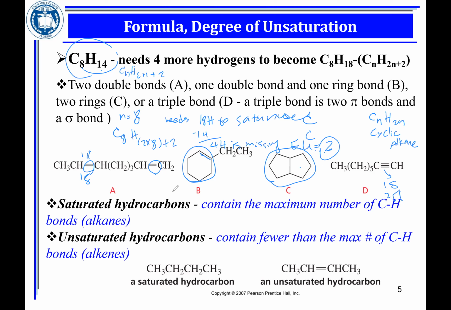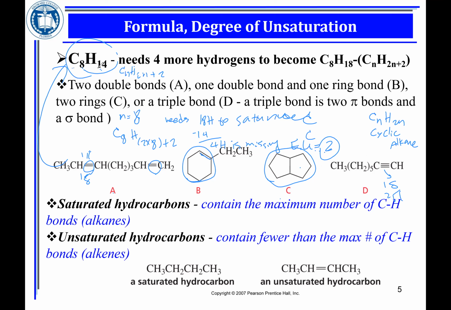So structures A, B, C, and D are some of the possible structures for C8H14. If you count 2 elements of unsaturation, then you can predict that it could be 2 pi bonds, 2 double bonds, it could be 1 triple bond, which is 2 elements of unsaturation. It could be 2 cyclic systems, or 1 cyclic system and 1 pi bond.